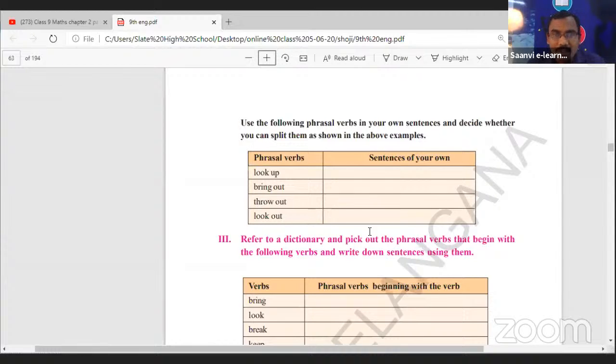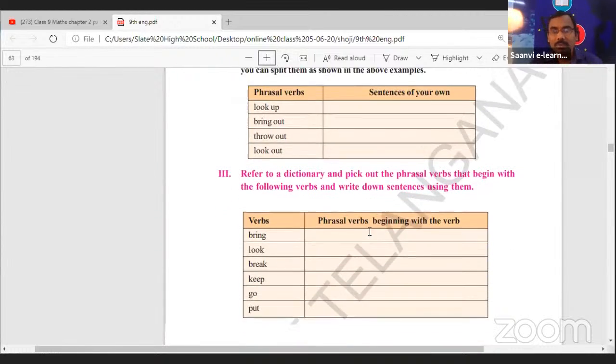And the next phrasal verb is look out. Look out, it means be careful. So look out for spelling mistakes. That's enough. Look out for spelling mistakes.